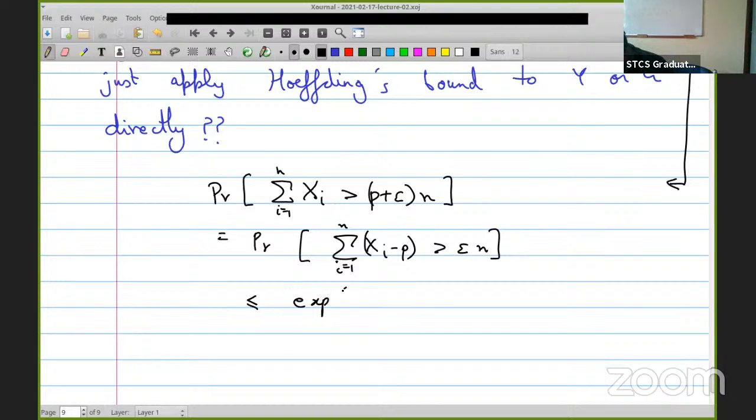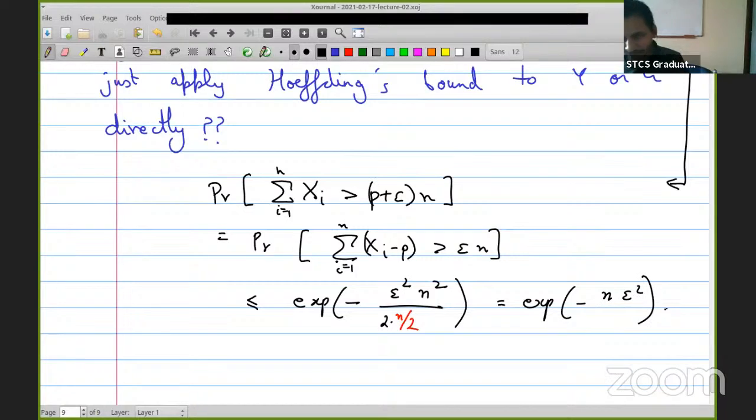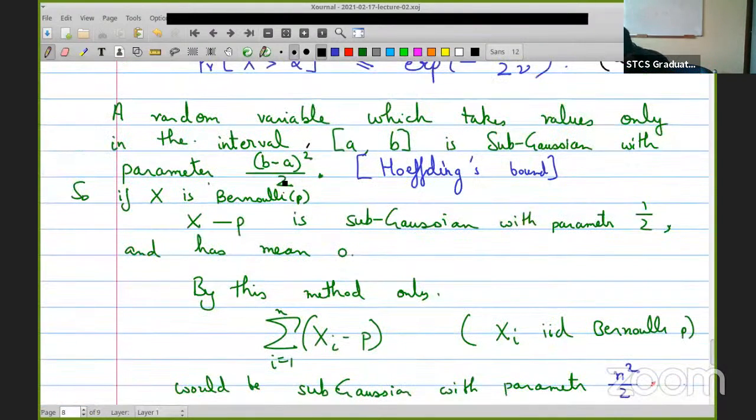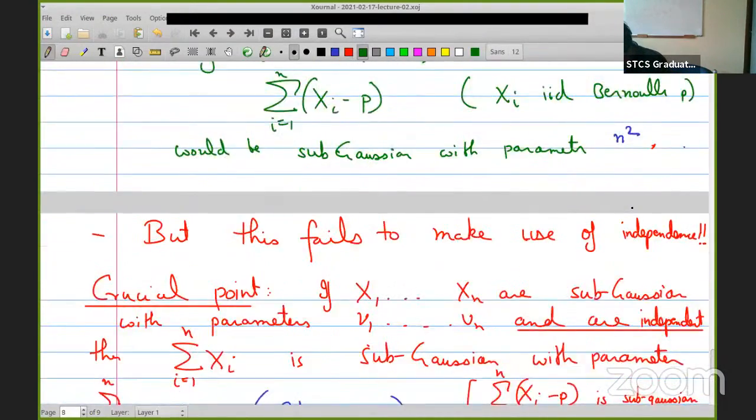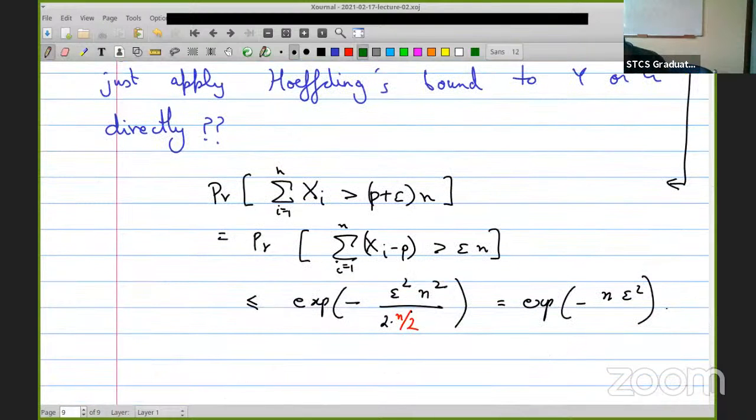So I just apply the rule. So exp of minus the deviation, which is epsilon squared n squared. So that's the point. There's a square that's coming just from the deviation, divided by this sub-Gaussian parameter, which is n by 2 times 2. Okay, and this will be less than exp of minus n epsilon squared. Okay. Actually, the correct answer is that this should be 4, and then this would be n squared, and then this would be n.